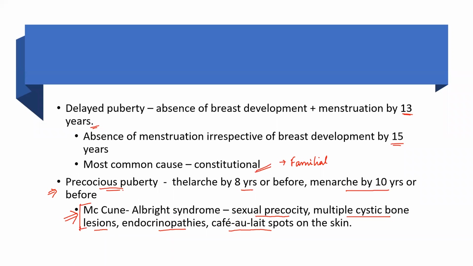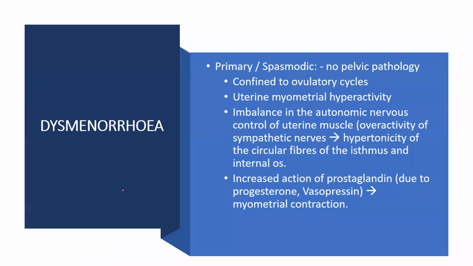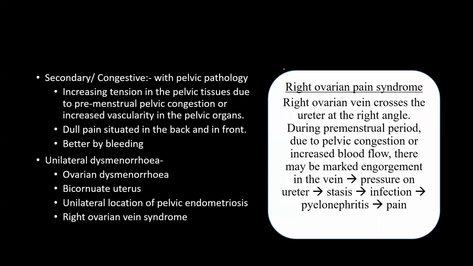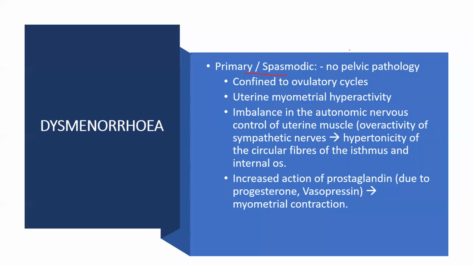Okay. So next one is about dysmenorrhea. Talking about dysmenorrhea, we know there are two kinds of dysmenorrhea. One is a primary and one is a secondary. Primary is termed to be a spasmodic, and secondary we term it to be a congestive. Now coming to the spasmodic, remember we do not have any pelvic pathology in case of a primary or a spasmodic dysmenorrhea. And it is confined to the ovulatory cycles.